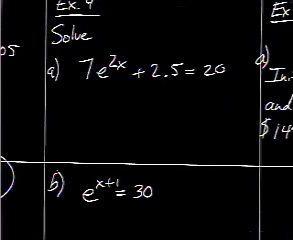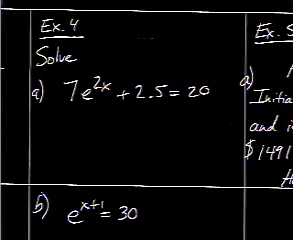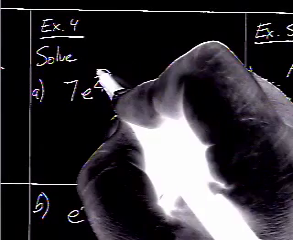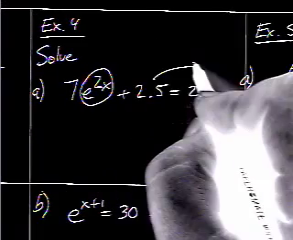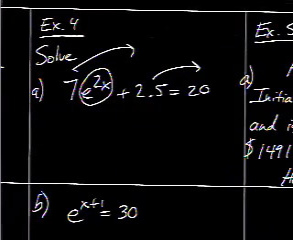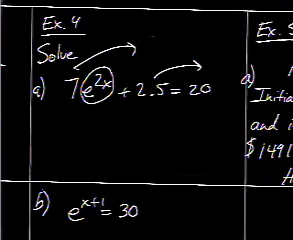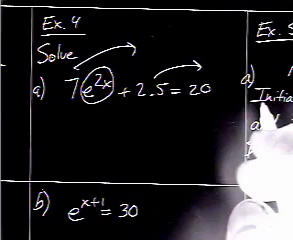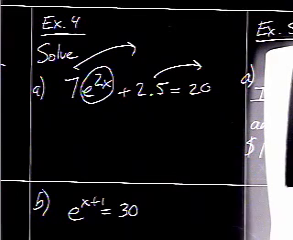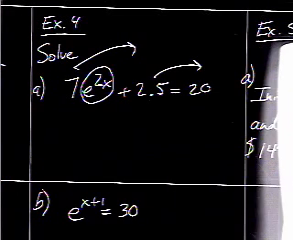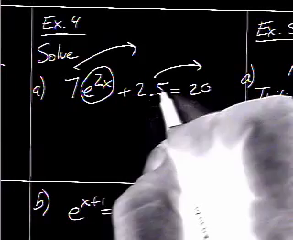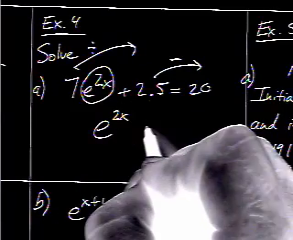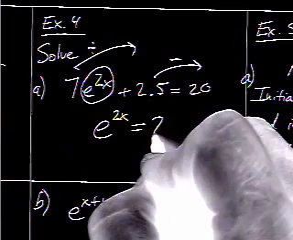Okay, a couple other ones that we need to solve here. This time, remember, in order to change it to its log form, I've got to get that by itself. So yes, I am going to subtract and divide. Subtract 2.5 and divide by 7. So 20 minus 2.5 is 17.5 divided by 7, 2.5. So we're subtracting this, we're dividing that. So e to the 2x is equal to 2.5.